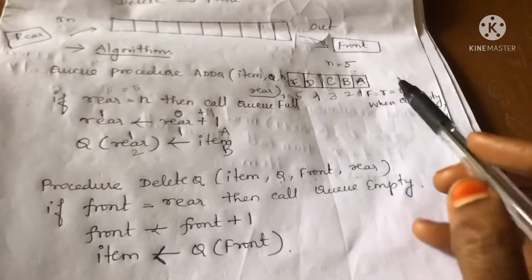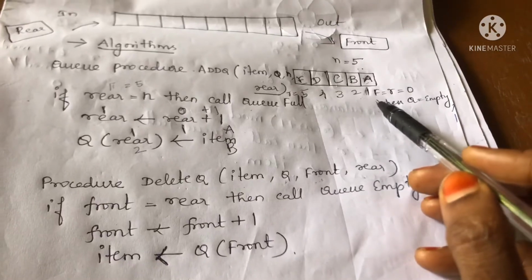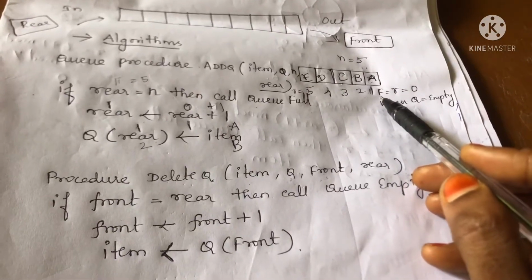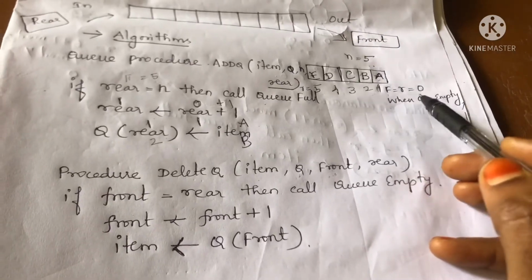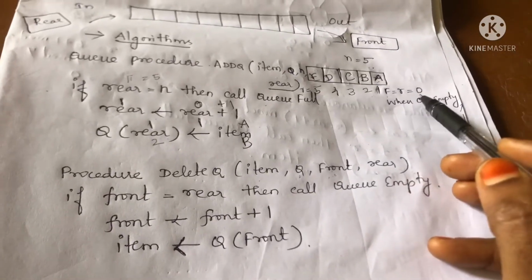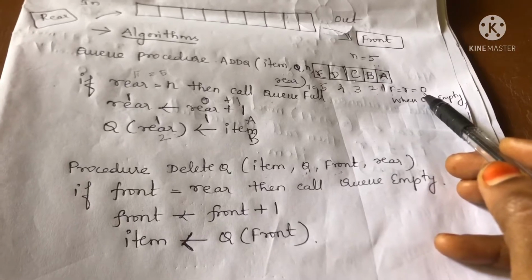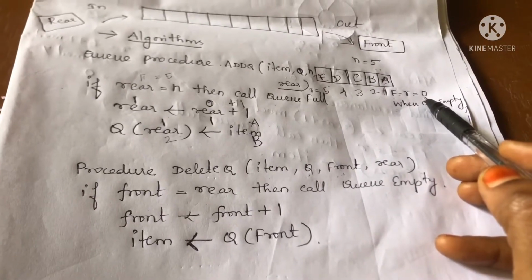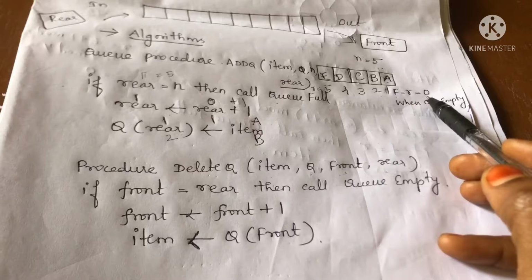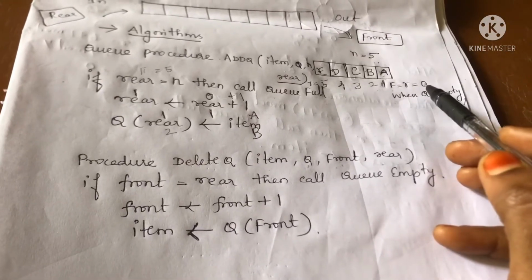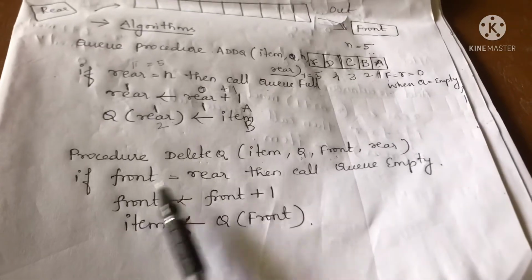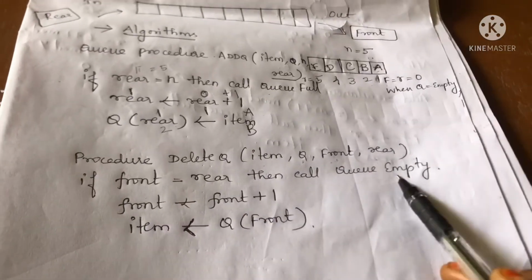I already discussed: at the very first, the Q is empty. At that time, front and rear are both denoting 0, the same value. Very first, when Q is empty, the front and rear values are pointing only to 0. If front equal to rear, then call Q empty.